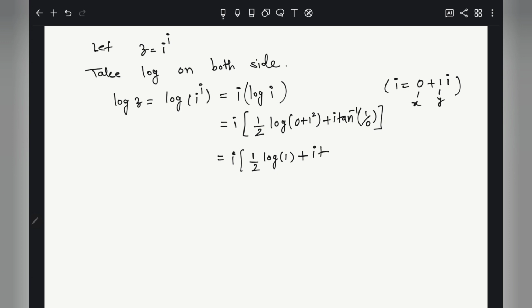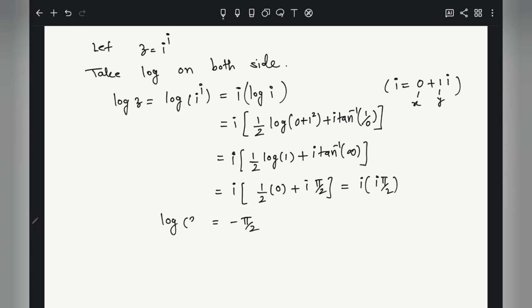What is tan inverse of this? This is infinity. You know what tan inverse of infinity is? It is pi by 2. So we will get the answer here as half log 1, which is 0, plus i pi by 2. So actually we are getting it as i pi by 2. So it is i times i pi by 2, which is minus pi by 2. So we are getting that log z is actually minus pi by 2.